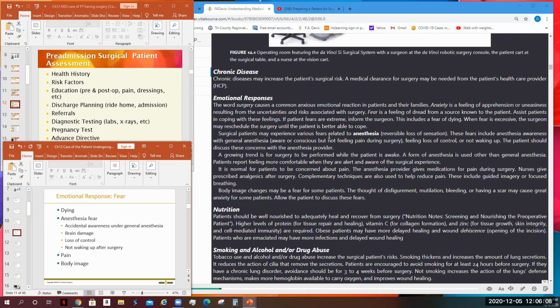Chronic disease. Chronic diseases may increase the patient's surgical risk. A medical clearance for surgery may be needed from the patient's healthcare provider, HCP.